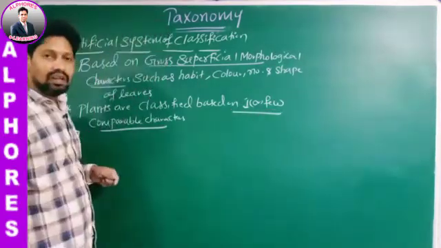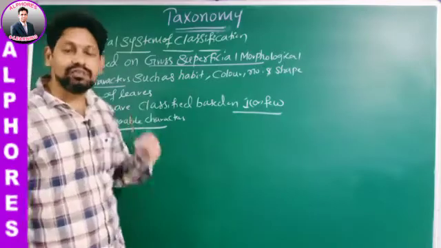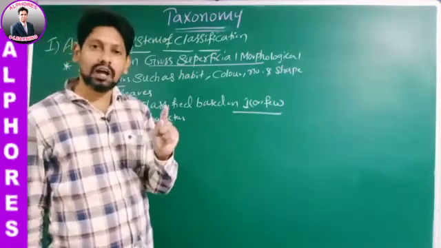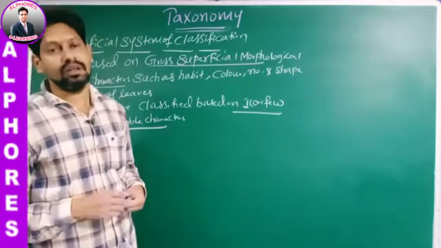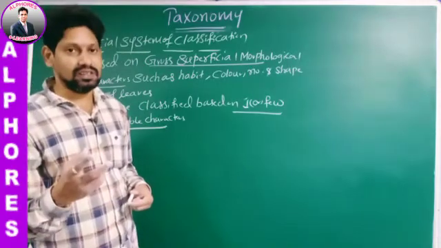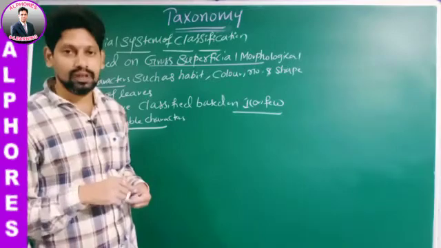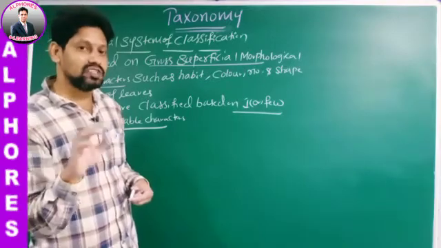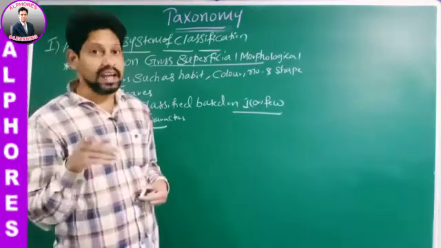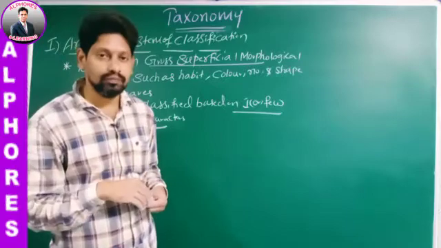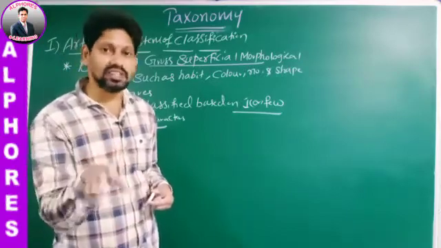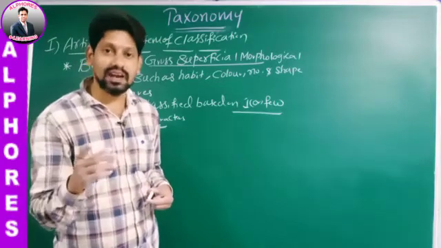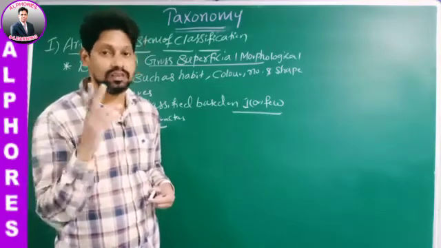See here. Sir, as plants are classified based on one or few comparable characters, what happened? Unrelated plants came to the same group, and related plants were placed in different groups. Related plants should be in the same group and unrelated plants in different groups. But unrelated plants came into the same group, whereas related plants were placed in different groups.